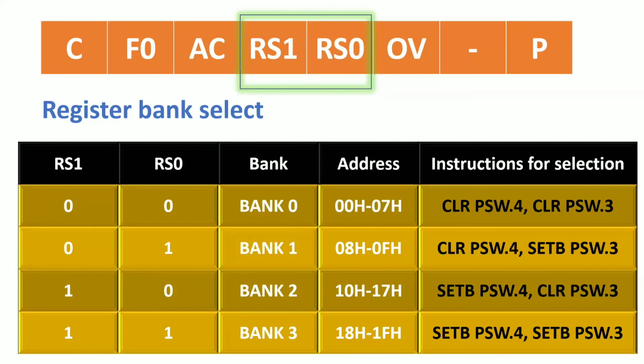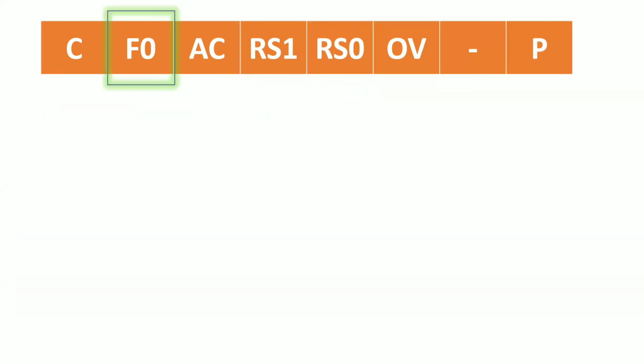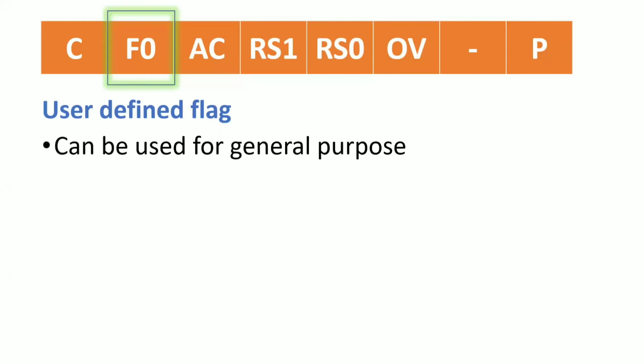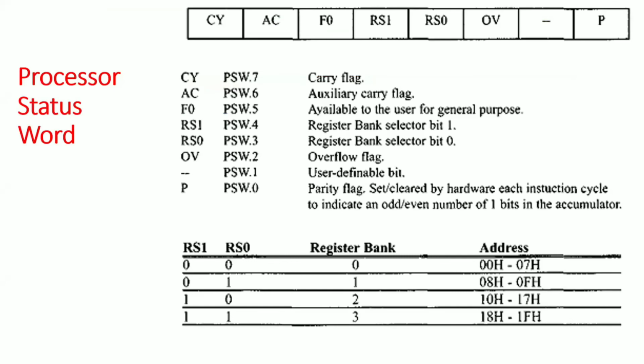Bit addressables. And the last bit is your F0. This F0 is your user defined flag. That means the programmer can use this bit for any general purpose. So that is your flag register. And there is only 1 bit remaining, that is the hyphen, which means it is not used. So that is your flag register, and this is the entire overview of it.